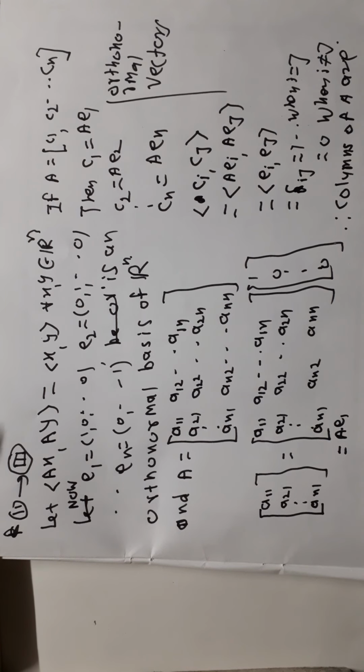But given that angle bracket Ax, Ay is equal to angle bracket x, y, is equal to angle bracket Ei, Ej. पण Ei आणि Ej हे ऑर्थोनॉर्मल वेक्टर्स आहेत Rn मध्ये. Angle bracket Ei, Ej is equal to delta ij, which is 1 when i is equal to j and 0 when i is not equal to j. Therefore columns of A are orthonormal vectors.